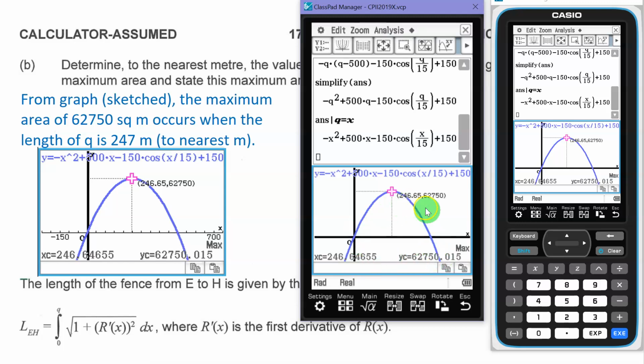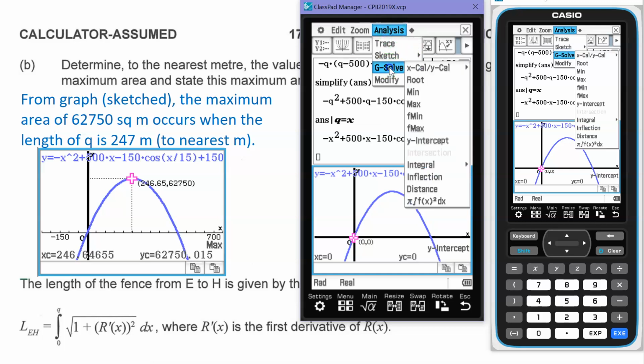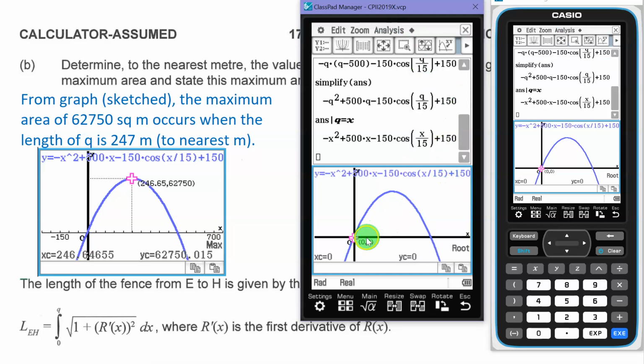But to justify our graphical solution, we've obviously got to sketch this graph and put some scale and some axis intercepts in there. So let's just, while we're at it, we'll get the G-Solve y-intercept. It goes through the origin, so make sure you show that. And then analysis, G-Solve root, and there's one at the origin, and if I tap right, the other one's over at 500.4. So we'd show the two roots and the maximum and the general shape of this function, and then say therefore the maximum is here.